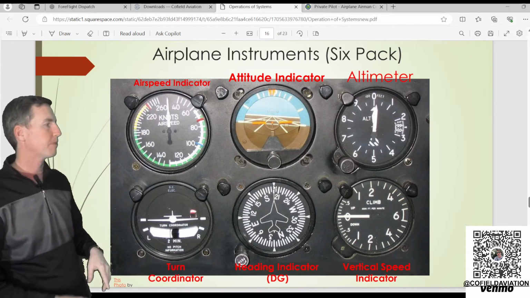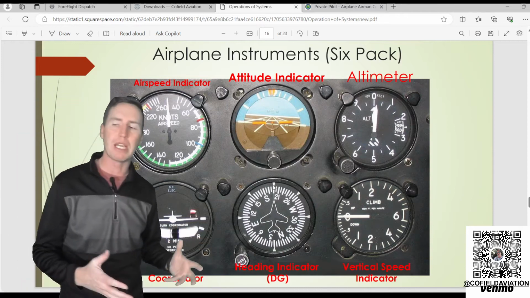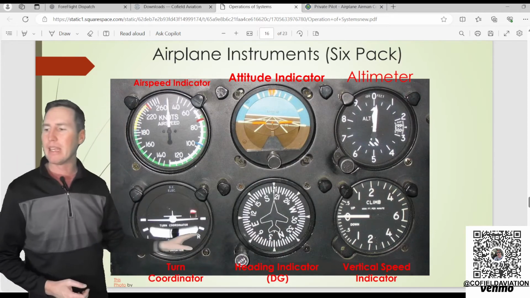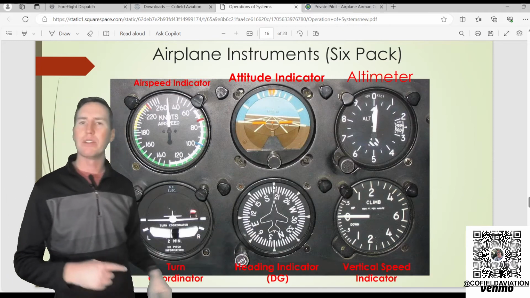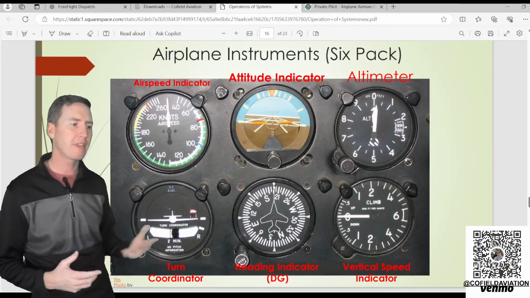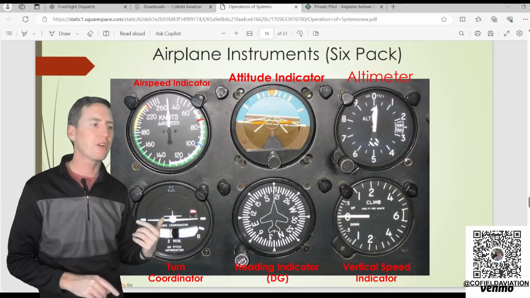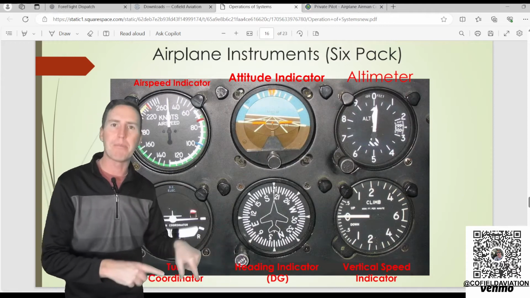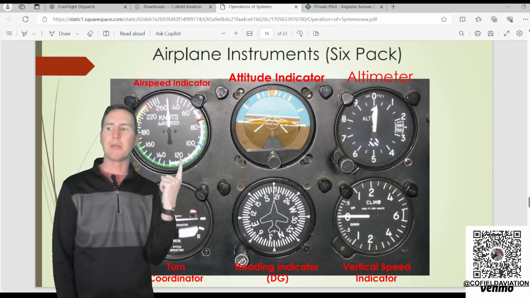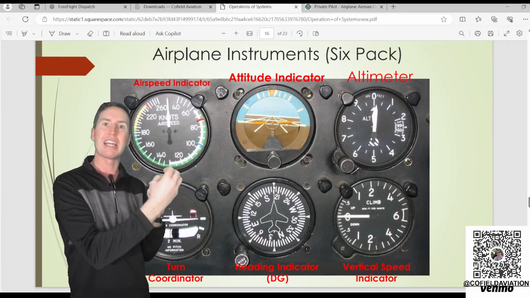So gyroscopic instruments provide rigidity in space. So basically the way that these operate is these gyros spin about 25,000 RPM. So they spin really, really fast. So think about people that can spin a basketball on their finger or a pop top or something. If you're spinning a basketball at 25,000 RPMs on your finger, it's going to resist.